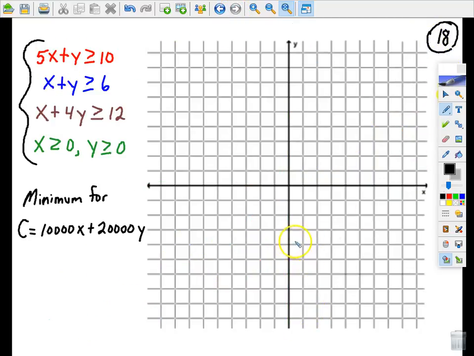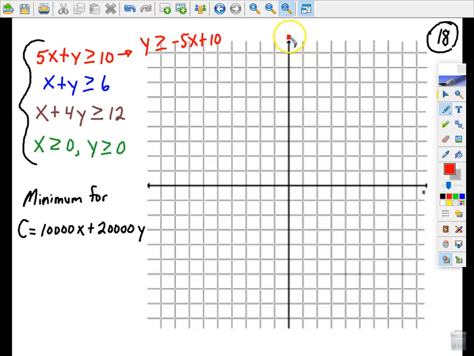So we got several constraints to graph. Let's just jump right in. Taking this red one, solving it for y, we get y is greater than or equal to negative 5x plus 10. And so once again, we said 10 is up here right at the top of our y-axis.